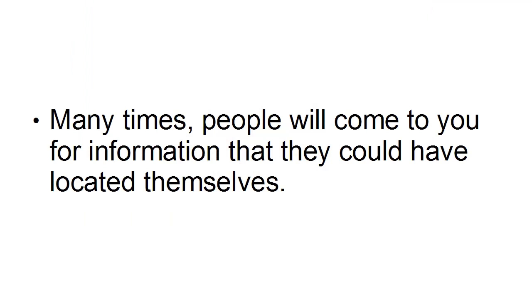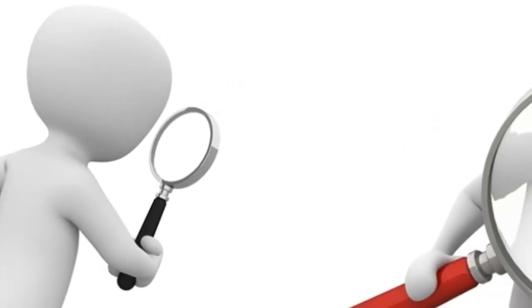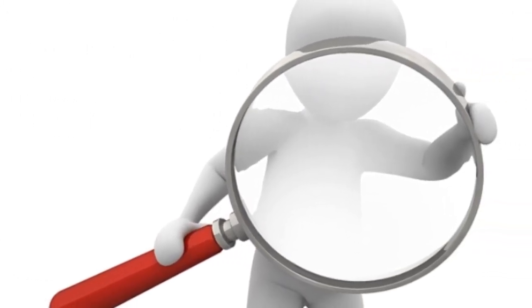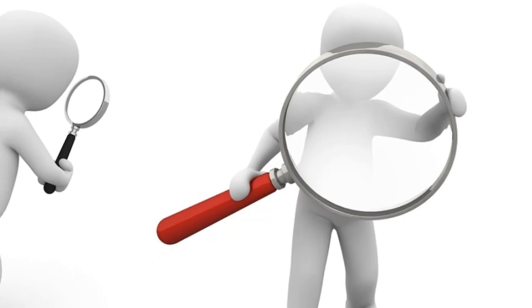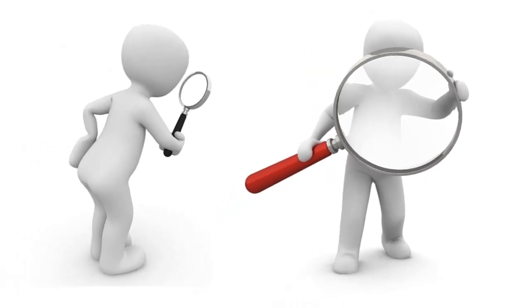And many times people will come to you for information that they could have located themselves. To remedy this, show the person how to find the information themselves, or they're going to continue to interrupt you to come and get it. It's easier for them this way, but harder for you and your available time. Teach them how to get what they need on their own, and then you can devote your time to things that are more important. So there you go, just a few ways that you can avoid interruptions during your working day.